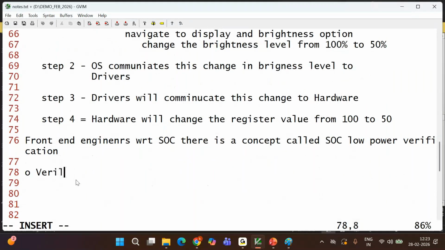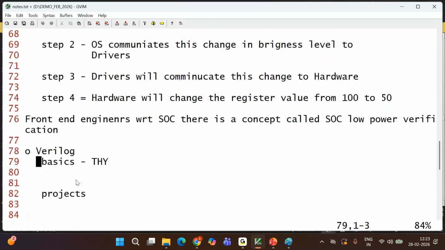Yes, Verilog. First we learn theory. That is the basics. Verilog is divided into two things: basics plus projects. In the basics we learn theory, meaning data types, how to write a function, how to write a module, all those things. We will not only learn theory but also do labs, where you have assignments done for each theory topic.